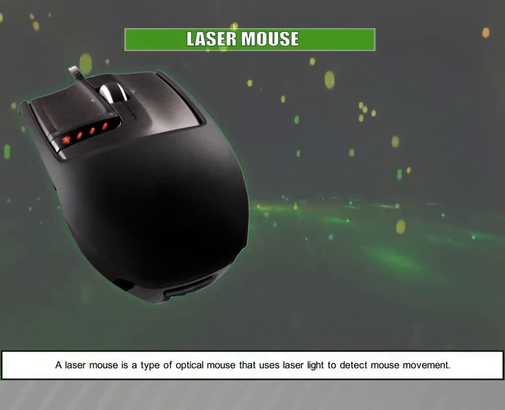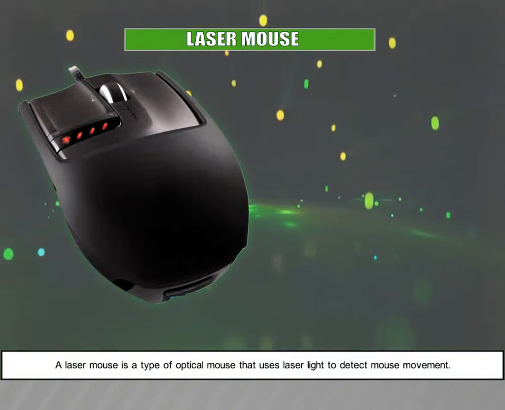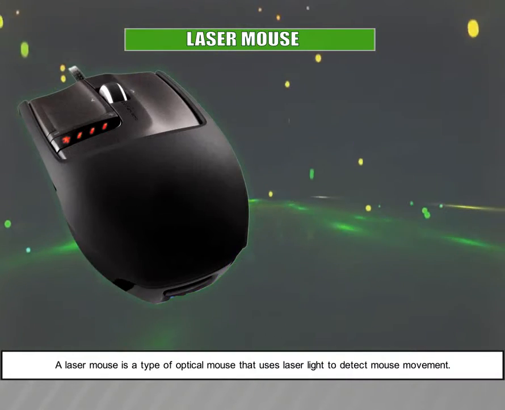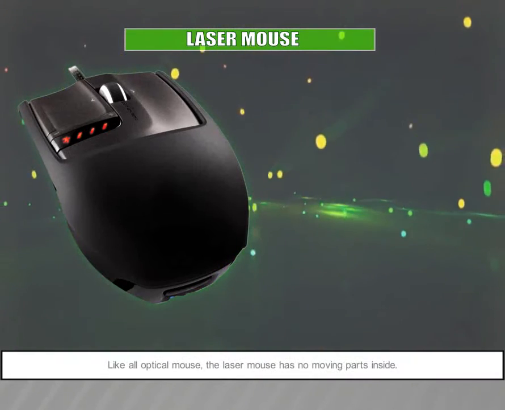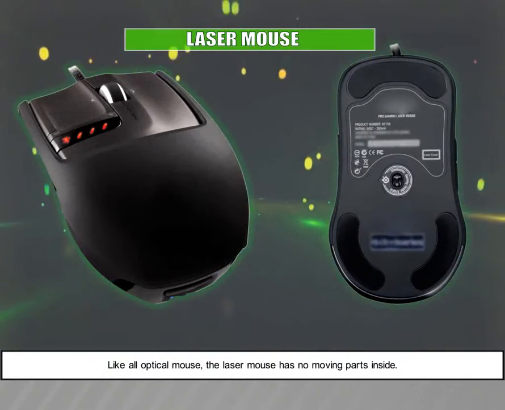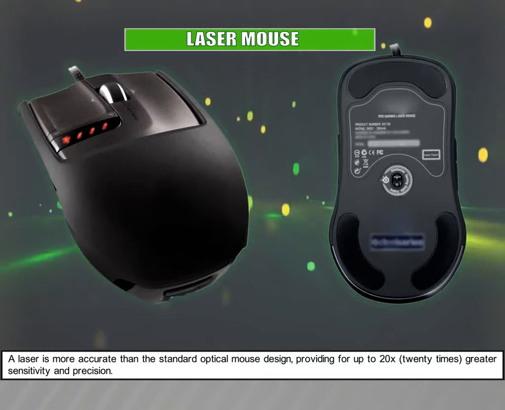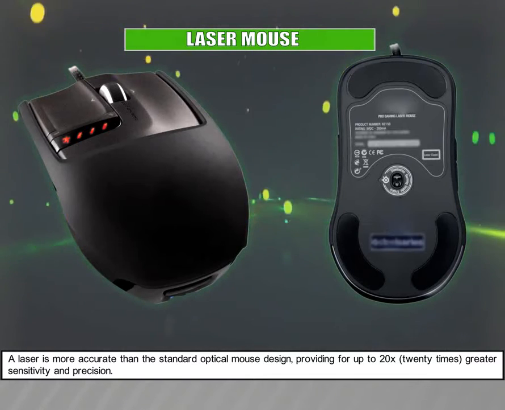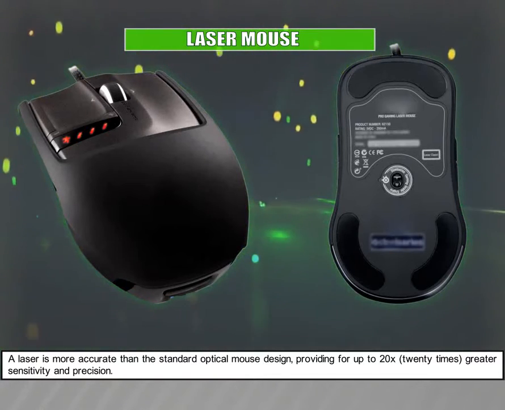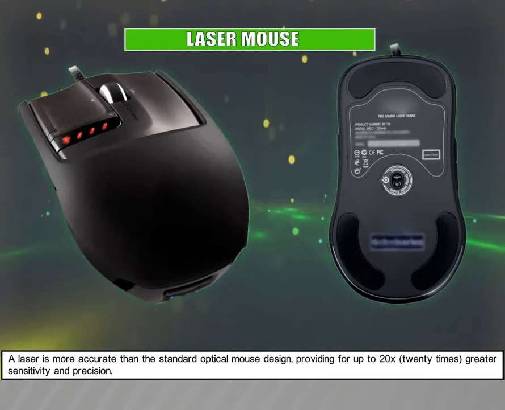Laser mouse. A laser mouse is a type of optical mouse that uses laser light to detect mouse movement. Like all optical mice, the laser mouse has no moving parts inside. A laser is more accurate than the standard optical mouse design, providing up to 20 times greater sensitivity and precision.